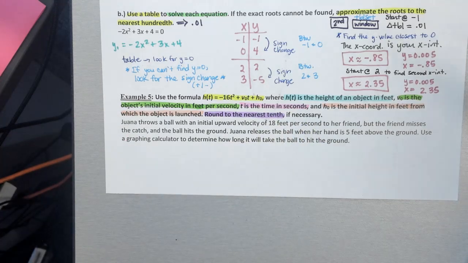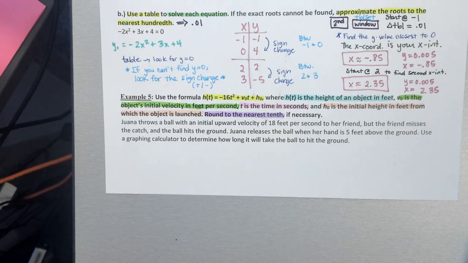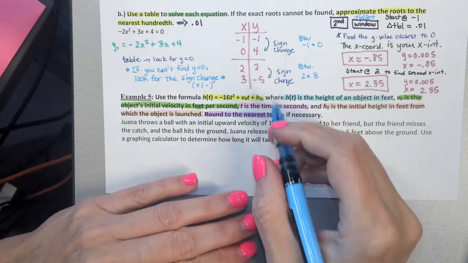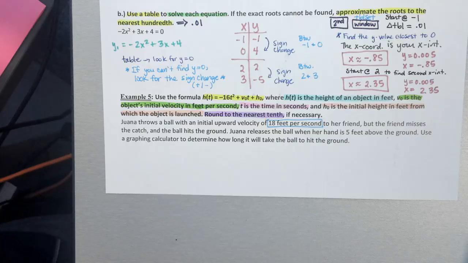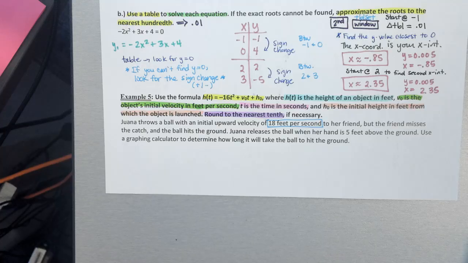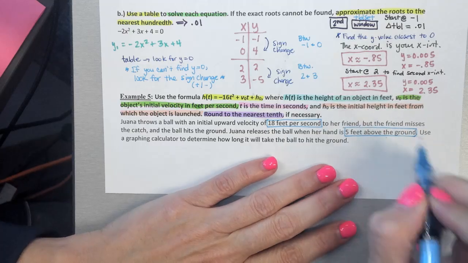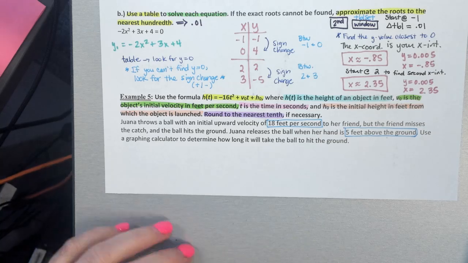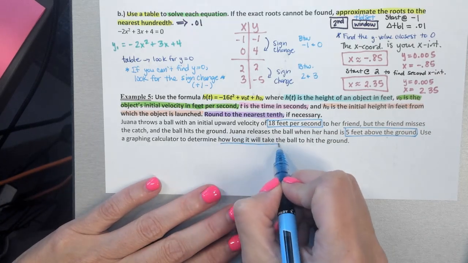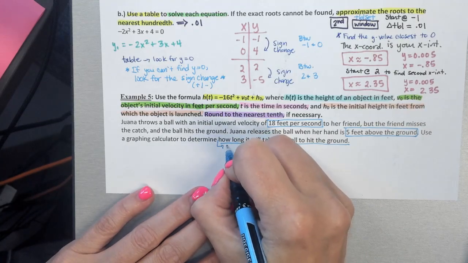All right, so Juana throws a ball with an initial upward velocity of 18 feet per second. So that's going to be something I want to know. She throws it to her friend, but the friend misses the catch and the ball hits the ground. Juana releases the ball when her hand is 5 feet above the ground. We're going to use a graphing calculator to determine how long it will take the ball to hit the ground. So whenever a question asks you how long, that means you are going to be finding the time.